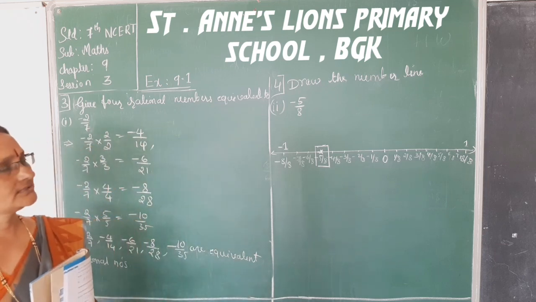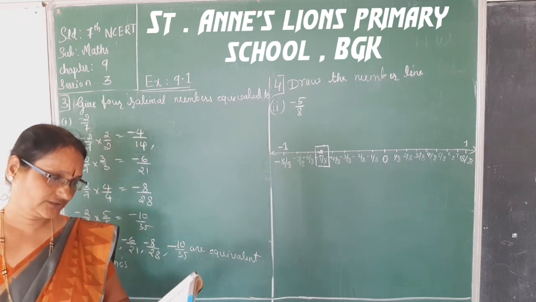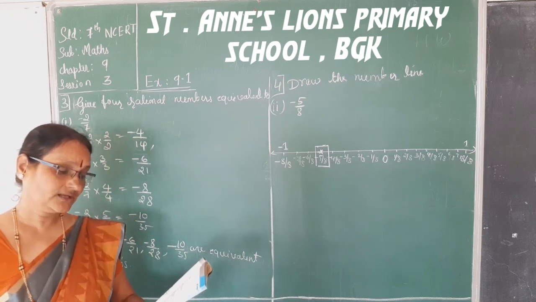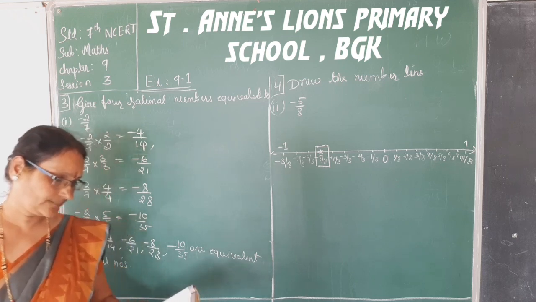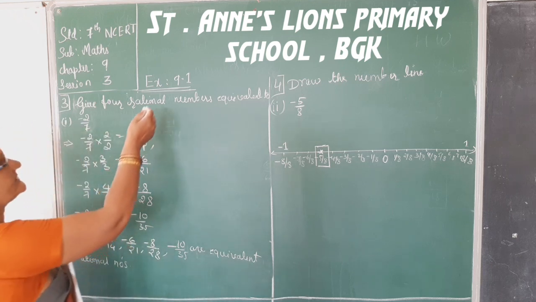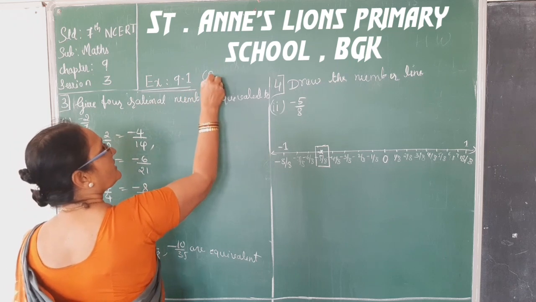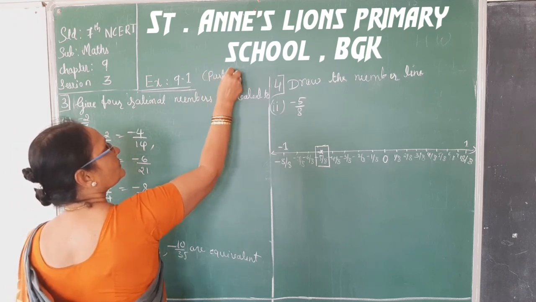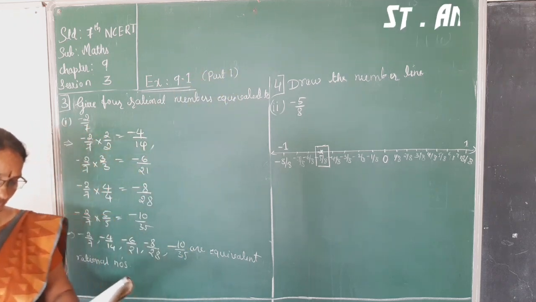So this is the method. The remaining 3 by 4, minus 7 by 4 and 7 by 8 you have to locate on the number line. This is exercise 9.1 part 1. So in the next video I am going to continue with part 2.